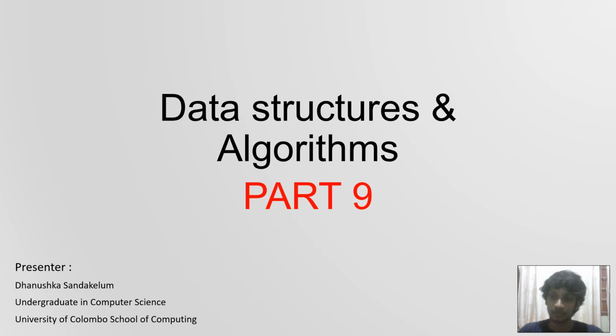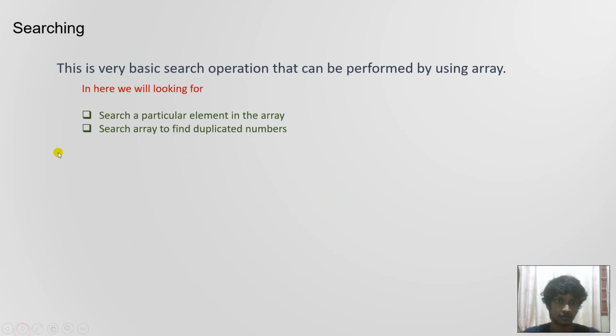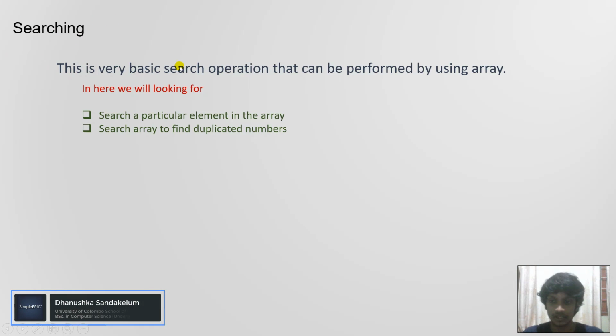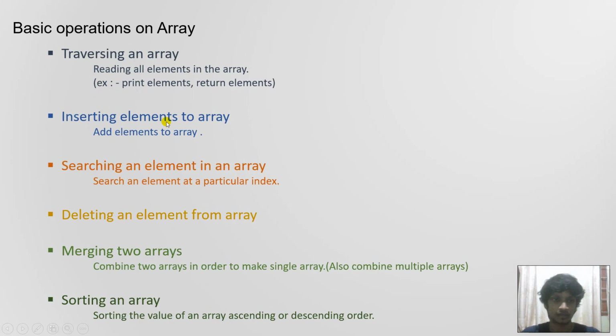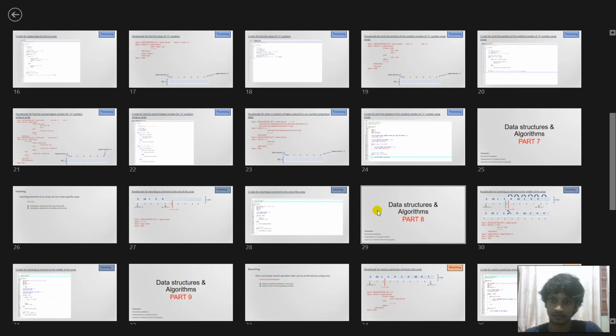Okay, so this is the ninth video for the following tutorial series, which is data structures and algorithms. Today we have a new topic, which is the searching implementation of the array. As I said in the previous episode, there are 6 major topics that we have to cover according to the basic operations of the array. So this is the third topic, which is searching an element in an array. Otherwise, it can be called the searching operation.